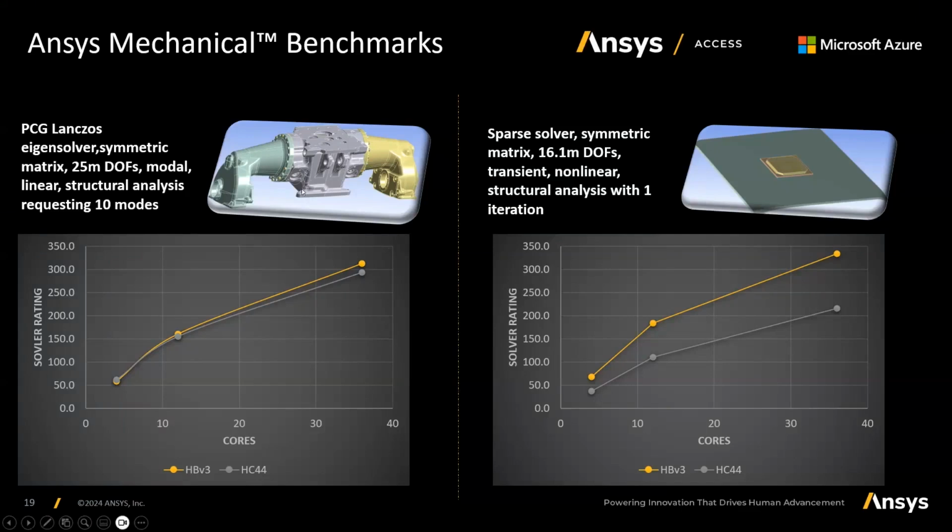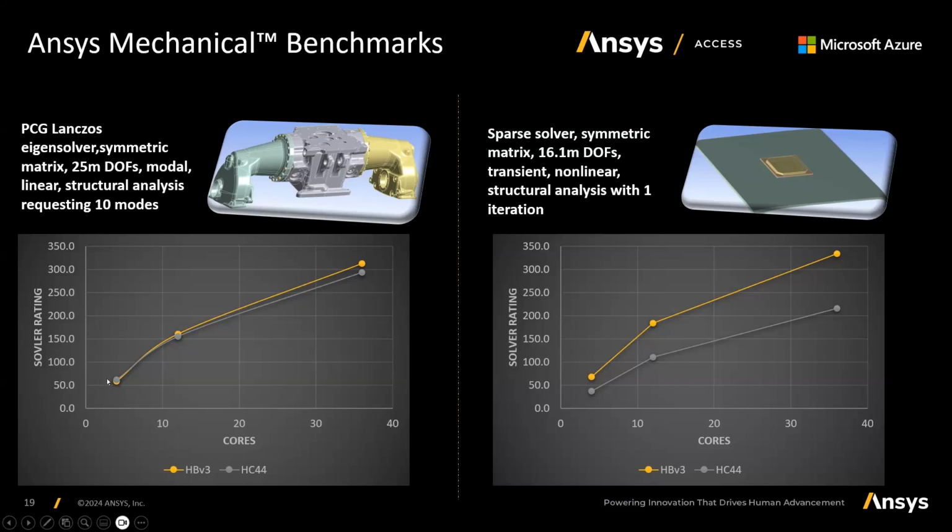So we have 2 benchmark models here. We have a linear structural analysis on the left. We have a nonlinear on the right. And we have benchmarked 2 of our most frequently recommended instance types here, HBv3, which is an AMD HPC instance type, and an Intel equivalent as well, another HPC machine. And we're looking at the solver rating, which is another word for jobs per day. So the higher, the better. The more solver rating, the better performance you're getting against the number of cores on these machines.